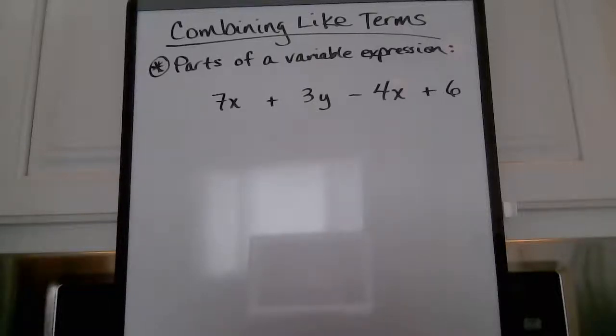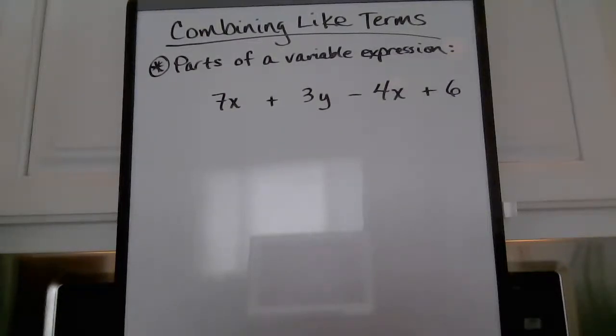Today we're going to be talking about combining like terms, and we're going to start out by just naming some parts of a variable expression. An expression is a group of terms that are being added or subtracted, so some kind of operation needs to be happening, maybe even multiplication, division, but no equal sign. As soon as you have an equal sign in there, it becomes an equation.